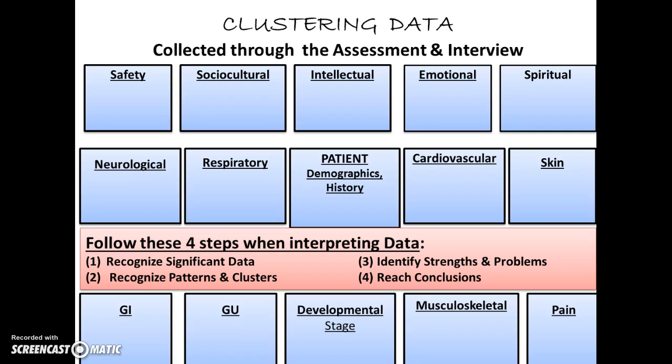So now we're going to look at clustering the information. And when you use a sheet like this, which you're going to have access to, you can put that information into these boxes. So you have safety, sociocultural, intellectual, emotional, and so on. What you're going to do is recognize the data and put them in the appropriate boxes. Then you're going to look at, is there a pattern here? Then you're going to look at, are there any problems that we need to focus on, and what are the strengths? And then you come up with your plan.